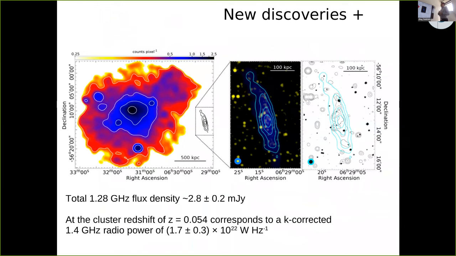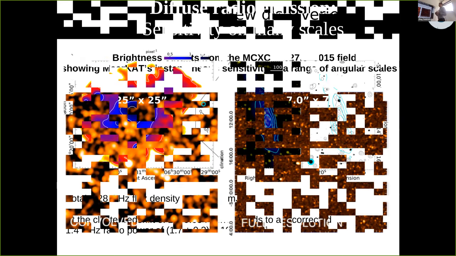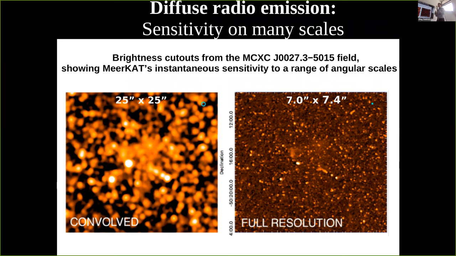In addition, we have the discovery of the faintest relic to date, with total flux density at 1.28 gigahertz being around 3 millijansky, which corresponds to a radio power of around 1.7 × 10^22. So MeerKAT is actually pushing to the limits, so we are able to observe with greater sensitivity new structures in more detail, known structures to add up to our knowledge.